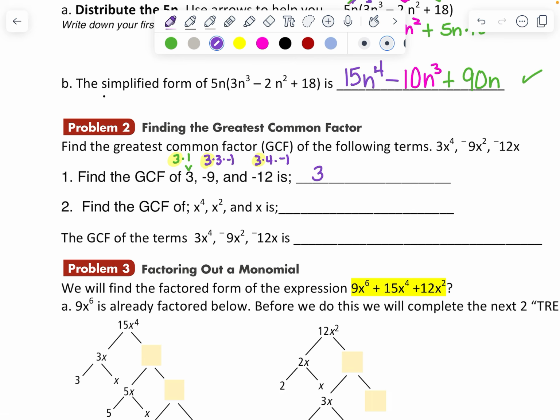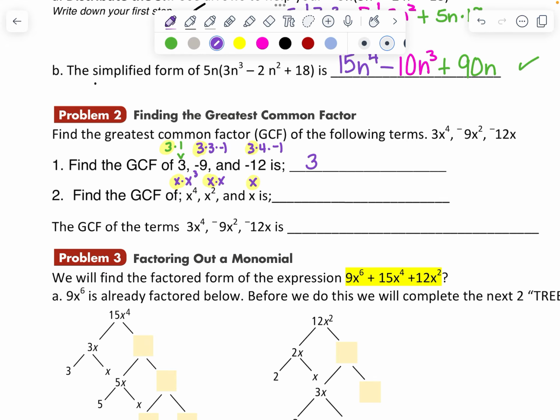So we could do all the factors here, but you see how this is x times x cubed, and this second one is x times x, and this last one is just x. So if it's common to all, you can only have one that's a common factor to all. If I wanted to put an x times 1 there, I could. But so the GCF for the x terms that you see in number 2 would just be x.